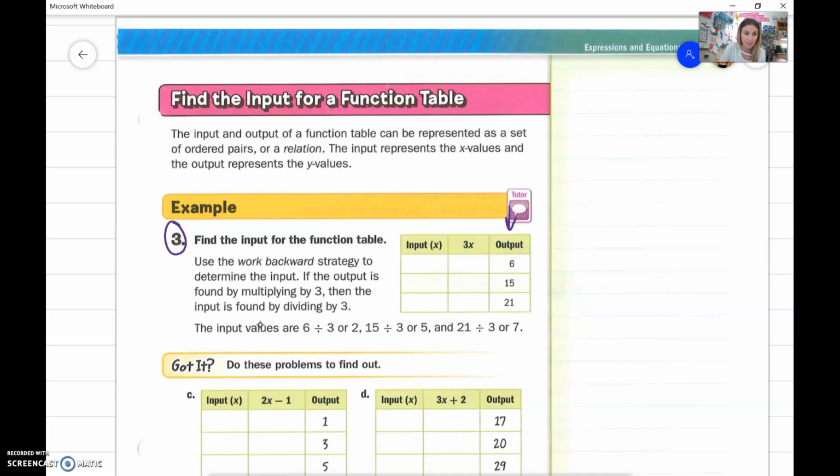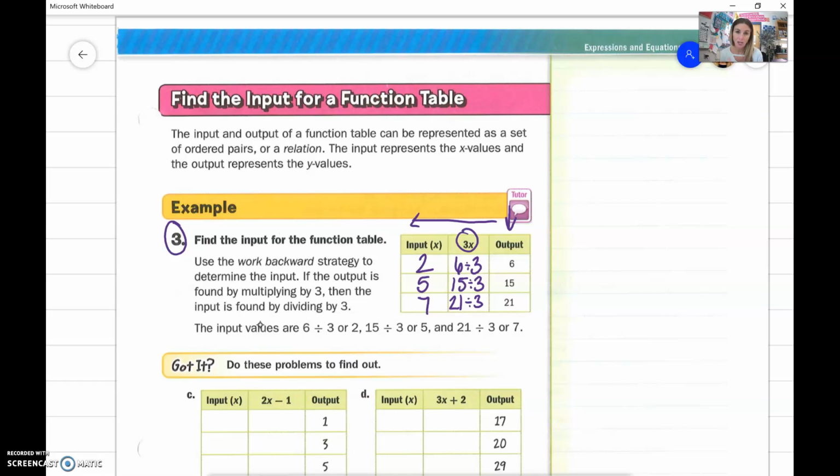So what if I take 6 and divide it by 3? Then I know that I'm going to get 2. Let's see if that works here. What if I take 15 and divide it by 3, because, again, my rule is multiplying by 3, and so I'm working backwards, which means I have to do the opposite. So I would get 5. Here, 21 divided by 3, I get 7.